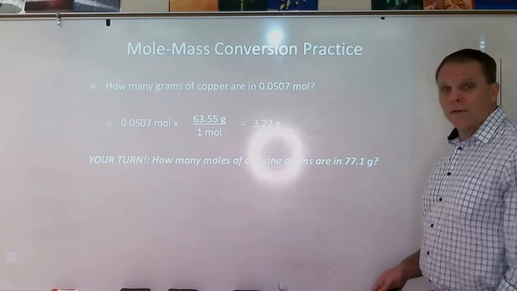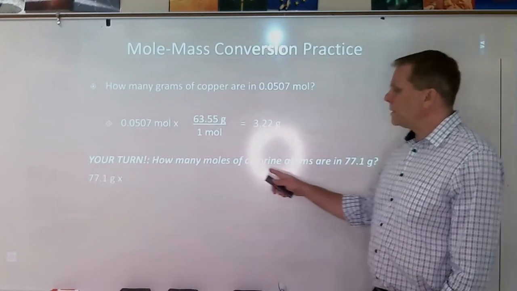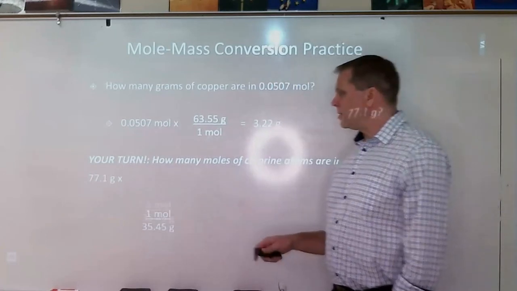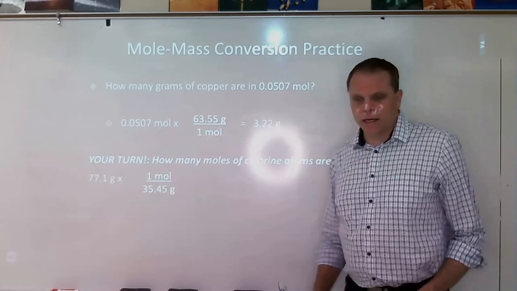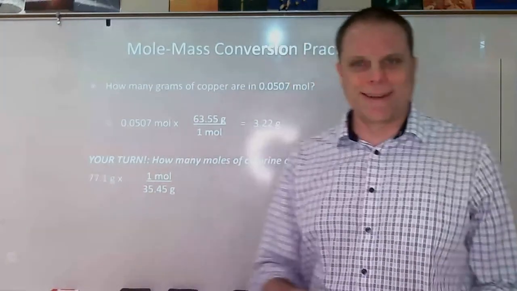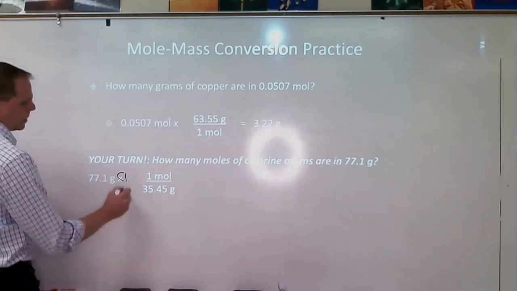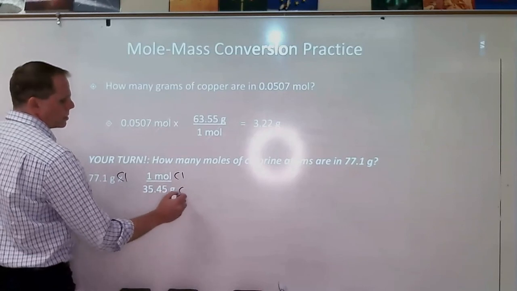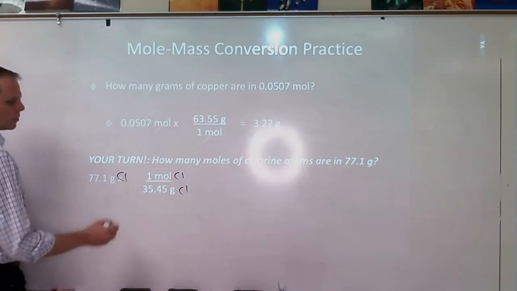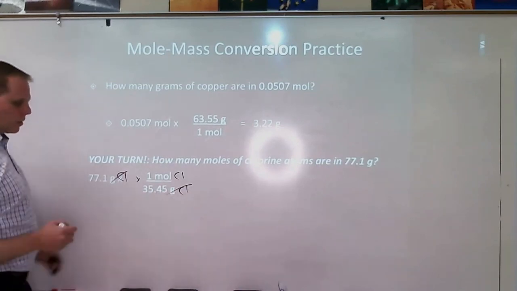You've got to start with your given, 77.1 grams of the chlorine. And then I've got to use 1 mole of Cl. Let me go ahead and write those in there because it just kind of irritates me that they're not there right now. Make sure you're doing it right. I don't want you guys seeing bad practice here. 77.1 grams of chlorine. For every 1 mole of chlorine, there's 35.45 grams of chlorine, right? There's a little multiplication sign here. Grams of chlorine cancels out grams of chlorine.